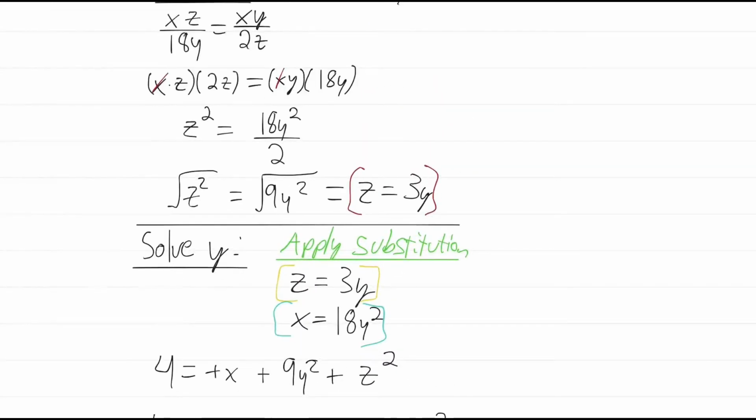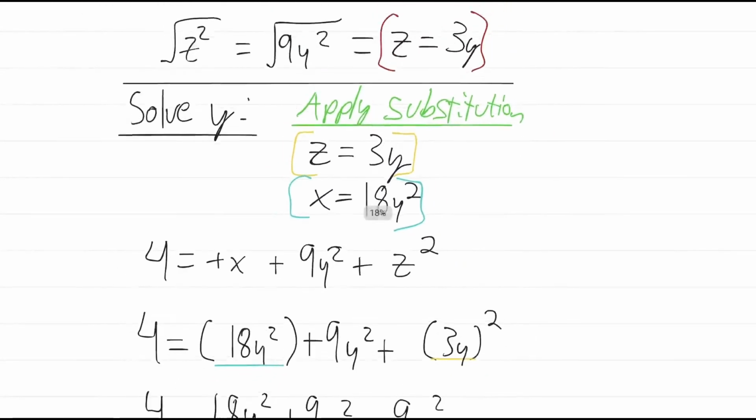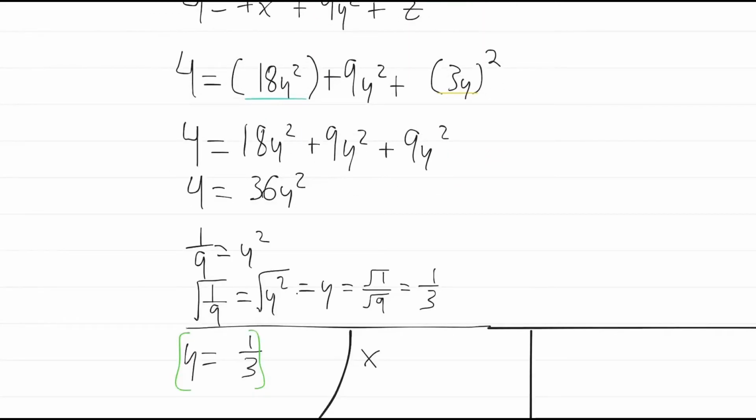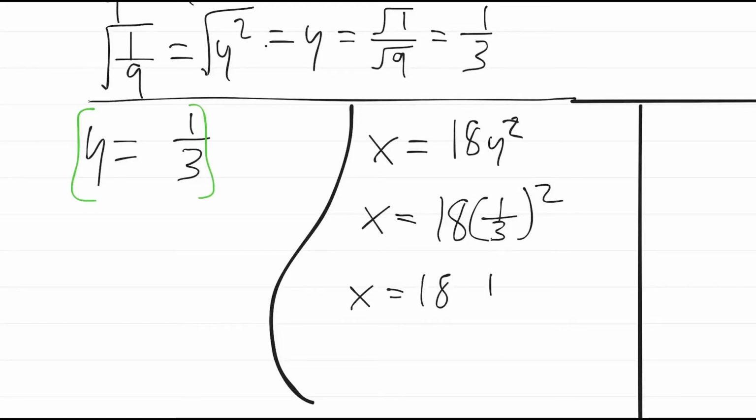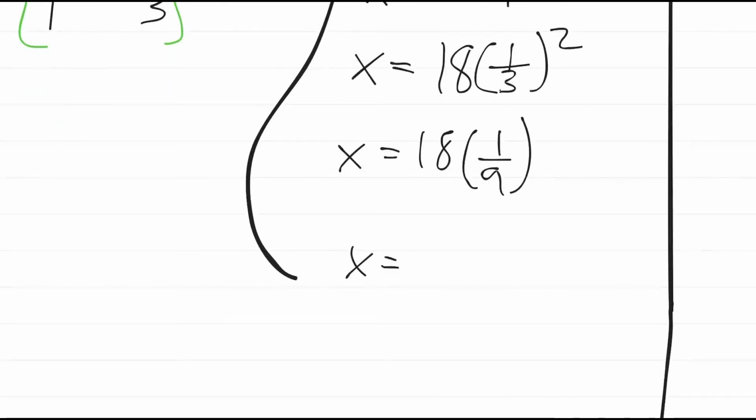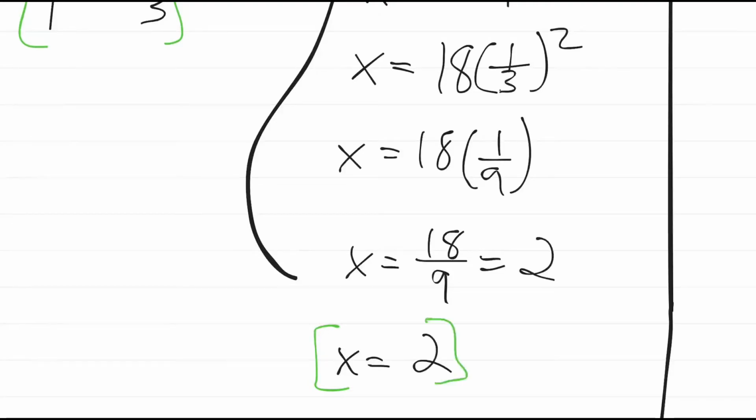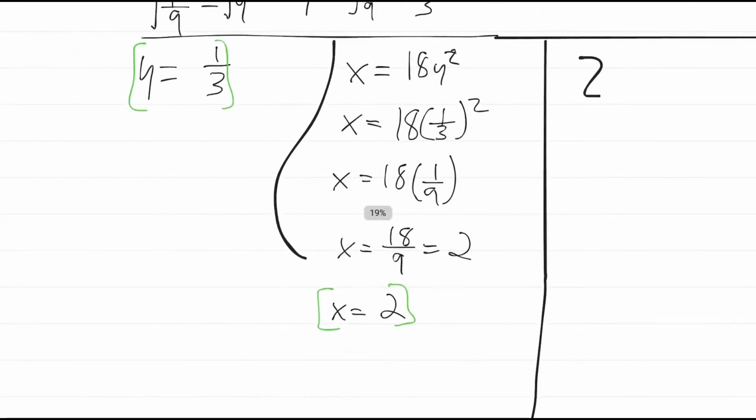So for our x, we're going to apply the substitution 18 times y squared, because that's the substitution that we can use for x. Now that we have our y value, our x is equal to 18 times 1 over 3 squared. Squaring the 1 we get 1, squaring the 3 we get 9. Furthermore, we can rewrite this as x is equal to 18 over 9, which is equal to 2. Thus, x is equal to 2.